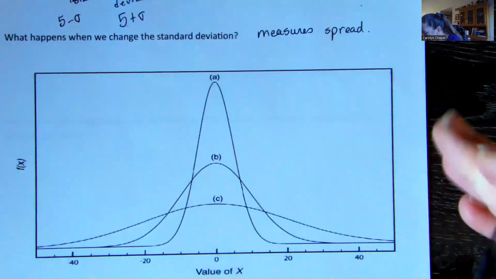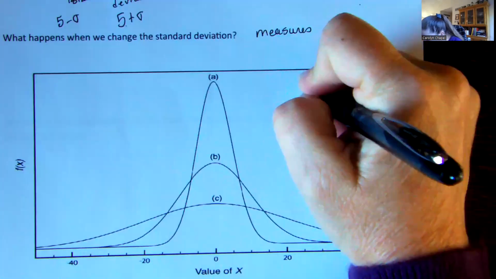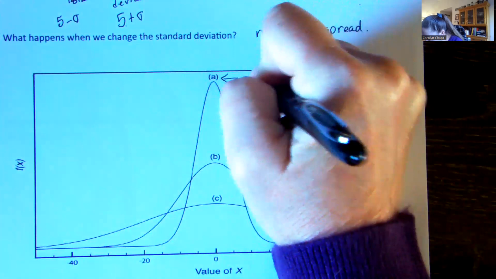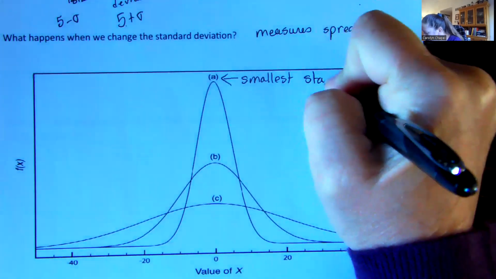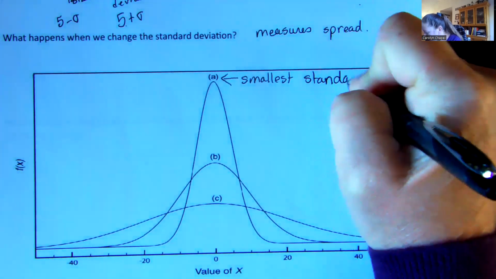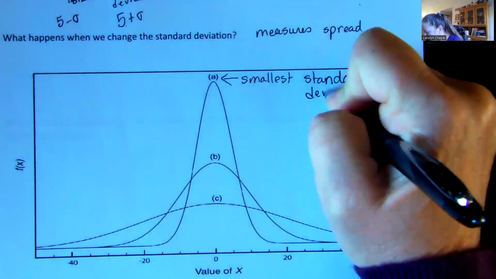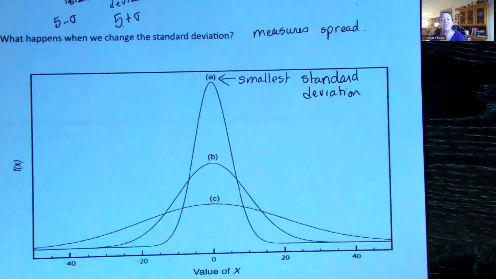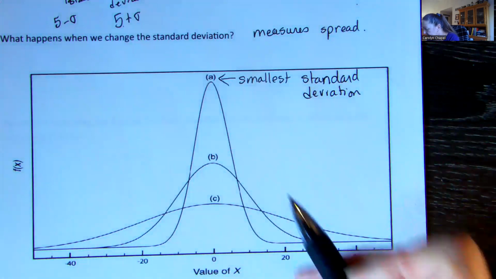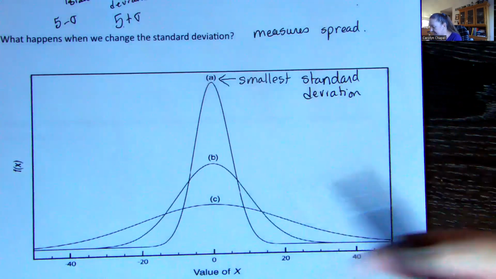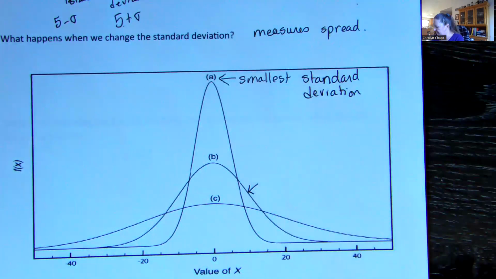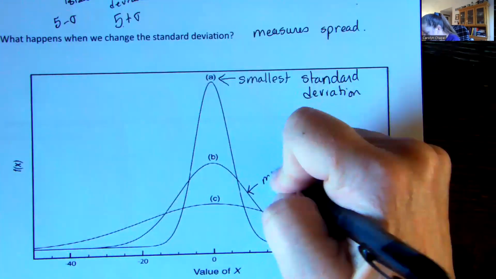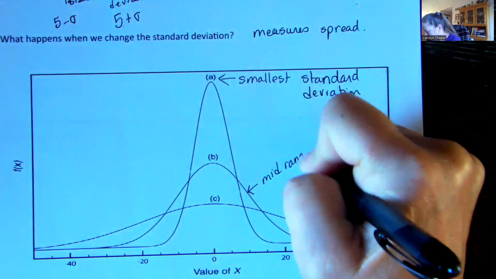So A is going to have a smaller, this one has the smallest standard deviation. I don't know what they are. Does not really matter. Just kind of want you to know what happens to the shape of this curve as that standard deviation changes. If this standard deviation is right here, this is kind of in the middle. So this guy here, that B, would have like a middle range standard deviation. I'll just say mid-range.